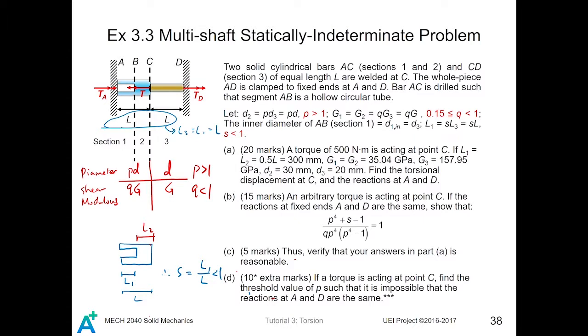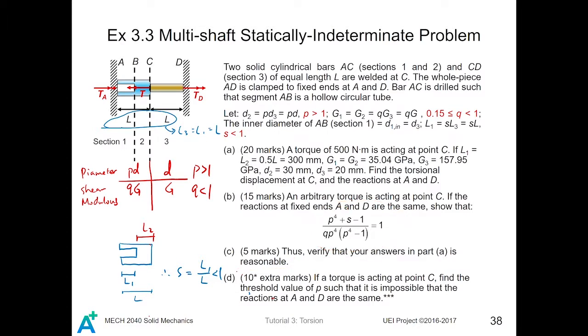Besides, you are also asked to verify that in case the reactions at fixed ends A and D are the same, then we have the relationship (P to the power 4 plus S minus 1) divided by (QP to the power 4 times (P to the power 4 minus 1)) equals 1. Consequently, I will ask you to verify that your answers in part A are reasonable. I can give you a little hint here. The reactions at A and D in part A should be the same because all the given conditions satisfy this equation. So it is a very important hint. In case you cannot get the same answer for the reactions at A and D, you can still get some marks from B and C.